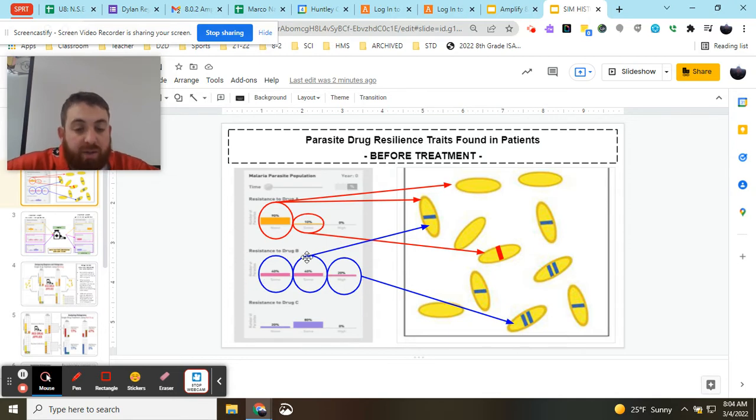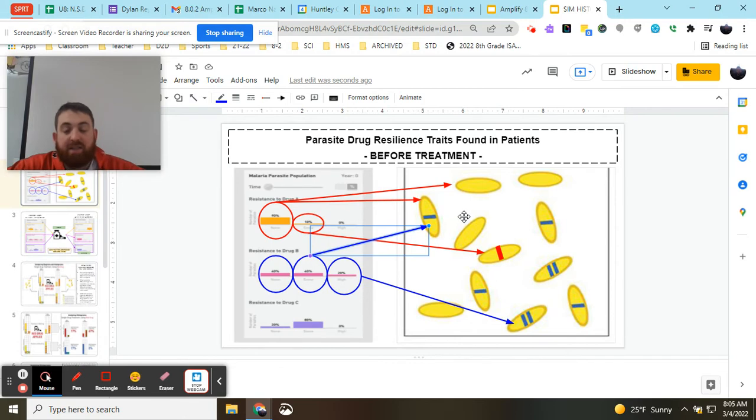As for our resilience to drug B, that would be all of the parasites that we see with no bars and with any bars that have red in them. So those are all the ones with no resistance to drug B. We have 40% with some, so that would be the ones with the blue lines that we see here, the one blue line, and then we have 20% with high, that would be the two blue lines.